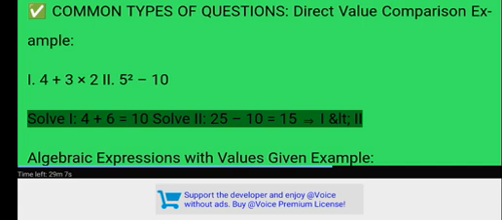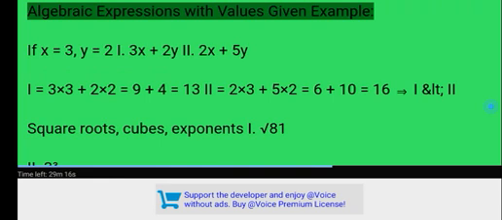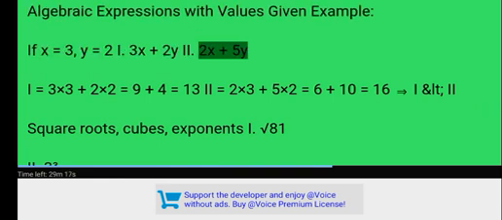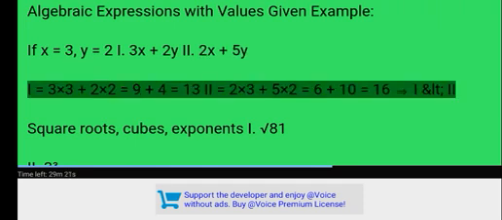Algebraic expressions with values given, example: if x equals 3, y equals 2. I: 3x plus 2y. II: 2x plus 5y. I equals 3 times 3 plus 2 times 2 equals 9 plus 4 equals 13. II equals 2 times 3 plus 5 times 2 equals 6 plus 10 equals 16. So I is less than II.